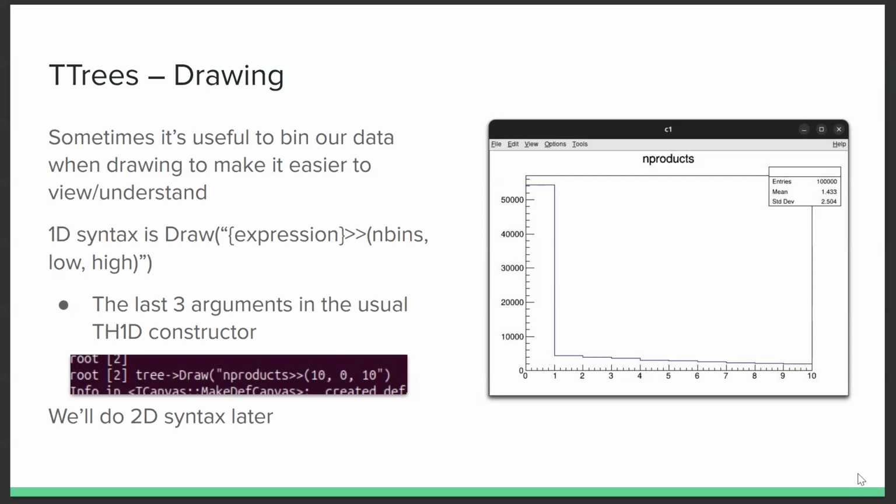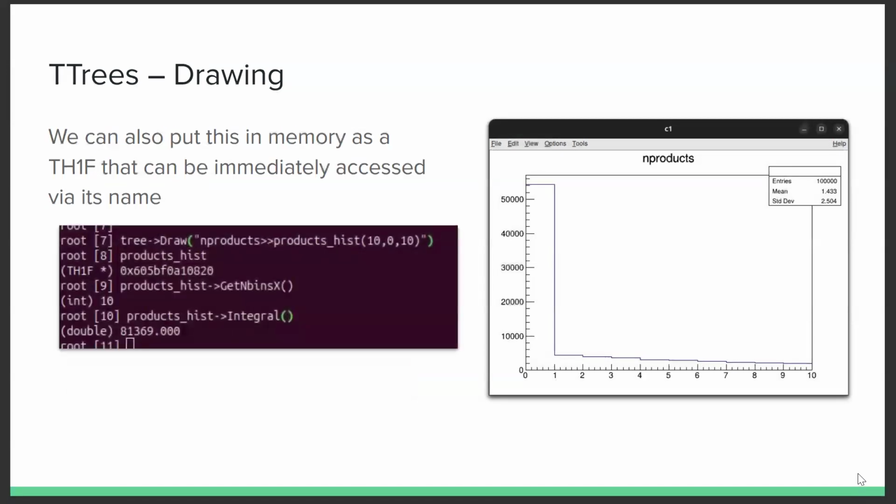And kind of the same thing as earlier, I said that there's underflow and overflow bins. Those are also accounted for here. Okay. Now, that only gets us so far. What if we want to start to actually use that histogram for some analysis? We can actually put that into memory by giving it some histogram name, in this case, products hist. And within the ROOT prompt, that could be immediately accessed via that name. And so you can see I reference that here, and then I can start to look at information about it. So the number of bins and the integral.